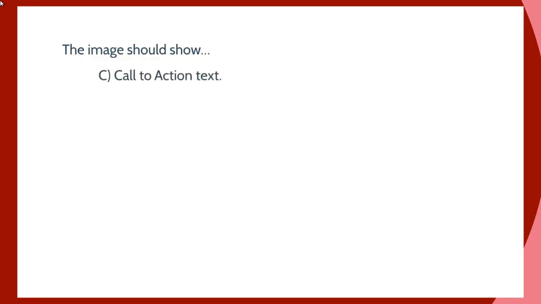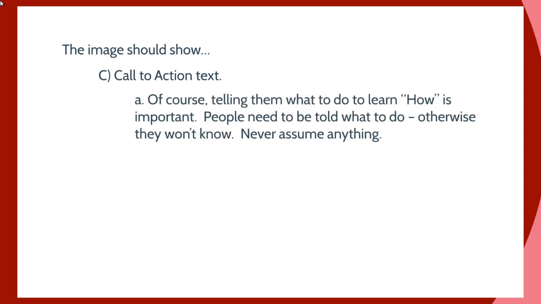The image should also show a call to action text. Of course, telling them what to do to learn how is very important. So going back to the example earlier, they're going to want to learn how. So you're going to want to put some text in the image that tells them what to expect after they click. So people need to be told what to do. Never assume anything. Never assume that they know what to do.